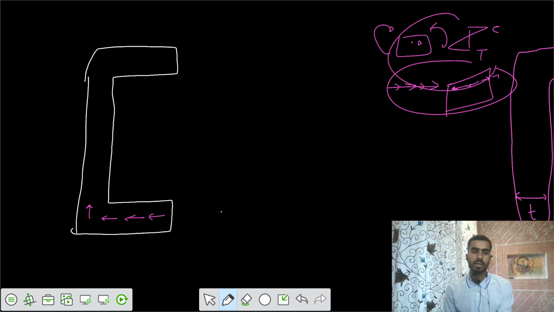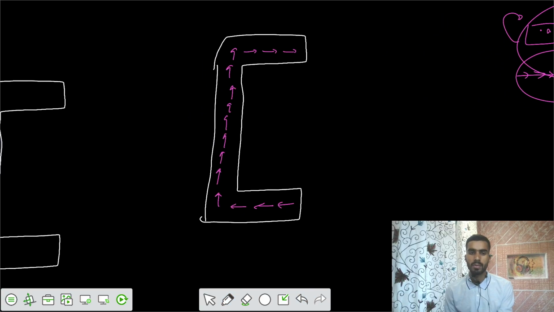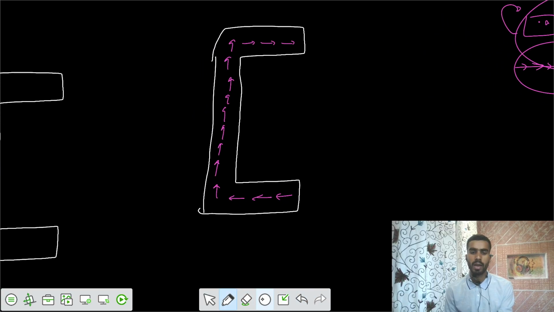Let's say the shear flow is in this fashion. So we assume that the direction of shear flow is in this fashion. And for this section, we know that we have one axis of symmetry. So this is your axis of symmetry.